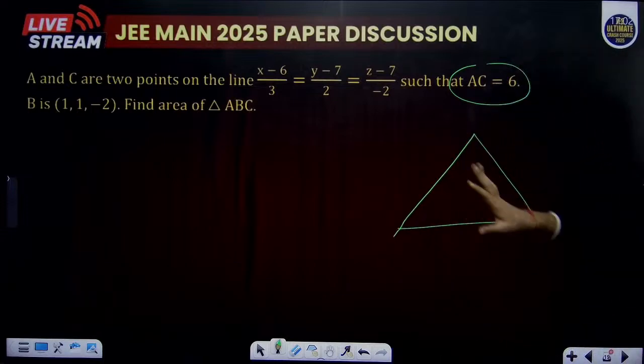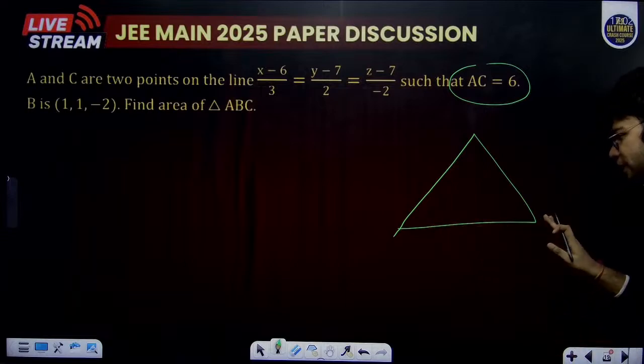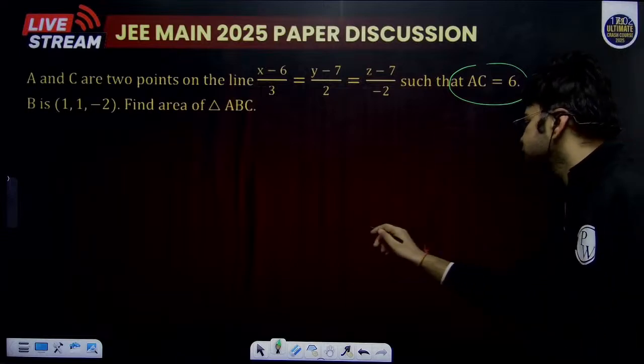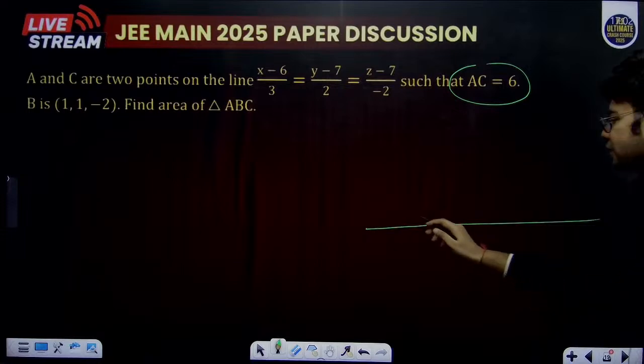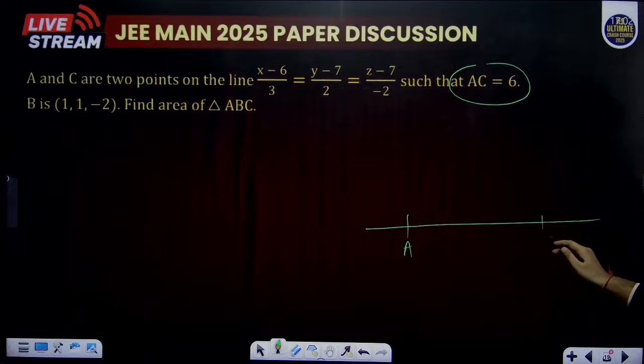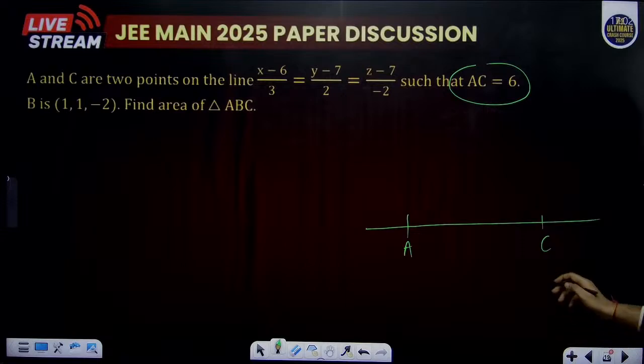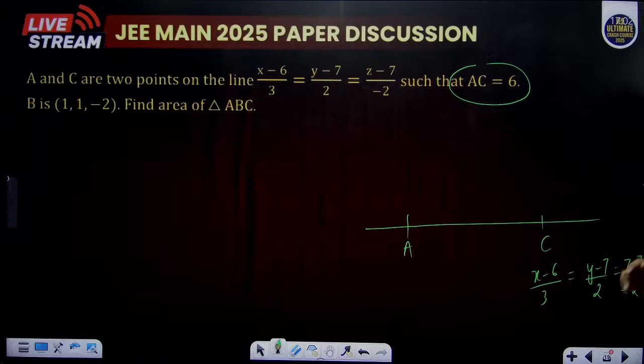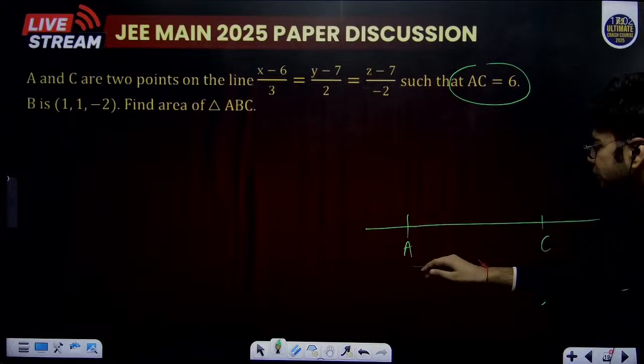A and C are 2 points on this line. Let's assume this is your line, this is your point A, this is your point C, and the equation of this line is given as (x minus 6) upon 3 equal to (y minus 7) upon 2 equal to (z minus 7) upon minus 2. Right. The AC distance is given to you. This distance is 6.